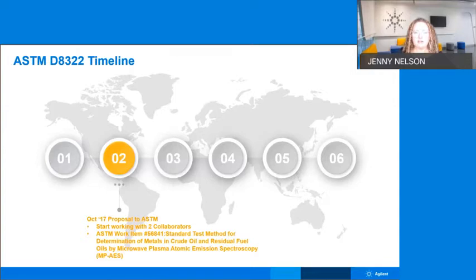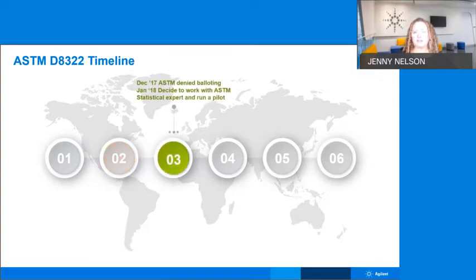Okay. And then in December of 2017, ASTM denied our balloting with this method. The reason for that was that this was brand new technology. There wasn't a single method in ASTM that used our microwave plasma atomic emission spectrometer, so this was new for everybody. It wasn't an ICP-OES, an ICP-MS, something they'd seen before, or a GC, which has tons of methods. So we had to do more work. In January of 2018, we decided to work with an ASTM statistical expert so that we could run a pilot study before running an interlaboratory study.